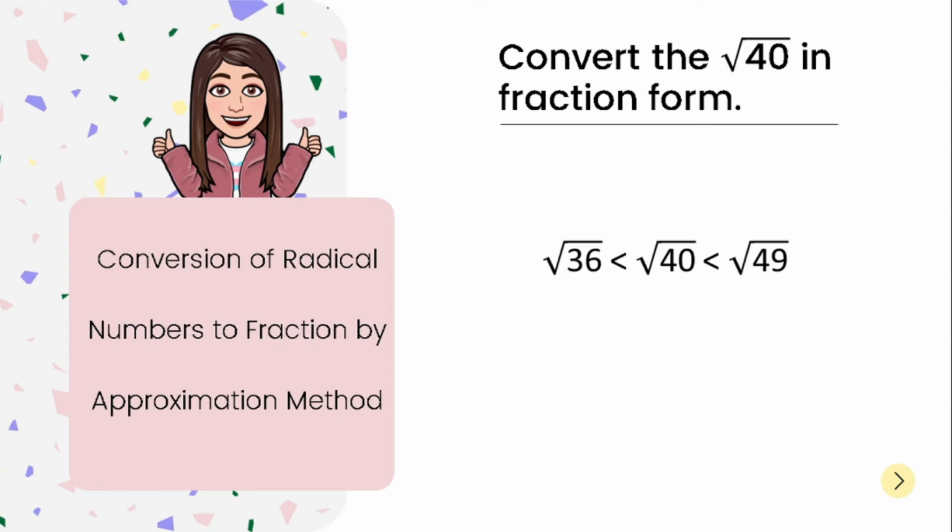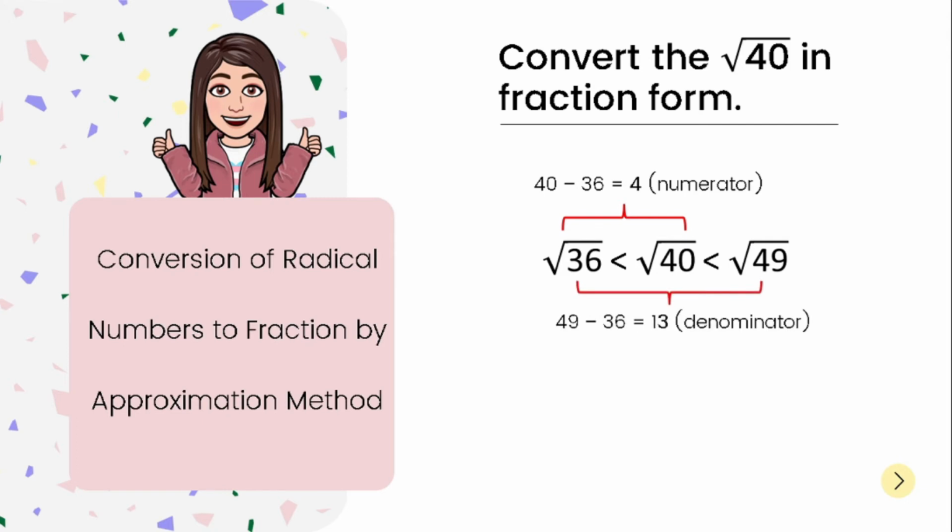Step 2. Find the distance from each integer. Note, the distance of the given radicand to the first integer is the numerator. 40 minus 36 is equal to 4. 4 will be the numerator, while the distance of the two perfect squares is the denominator. 49 minus 36 is equal to 13. 13 will be the denominator. Thus, the fraction formed was 4 over 13.